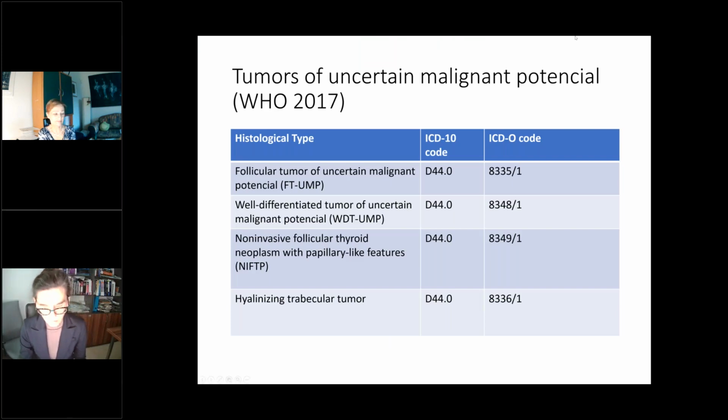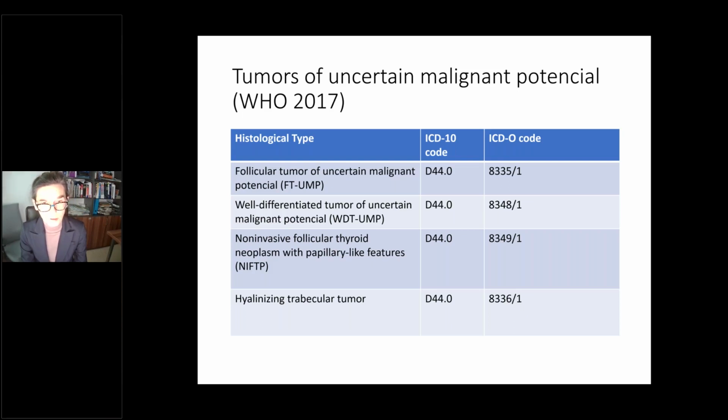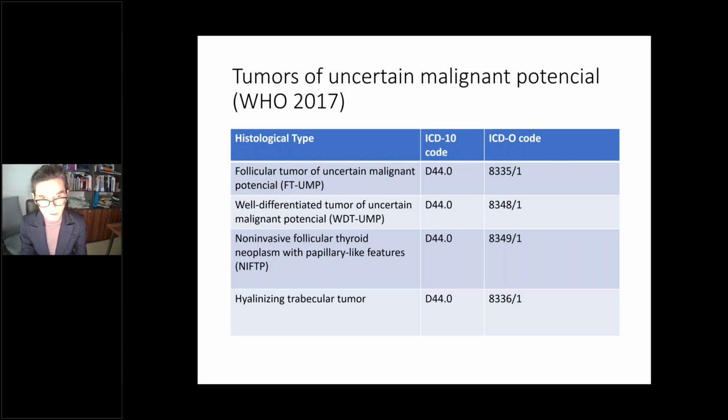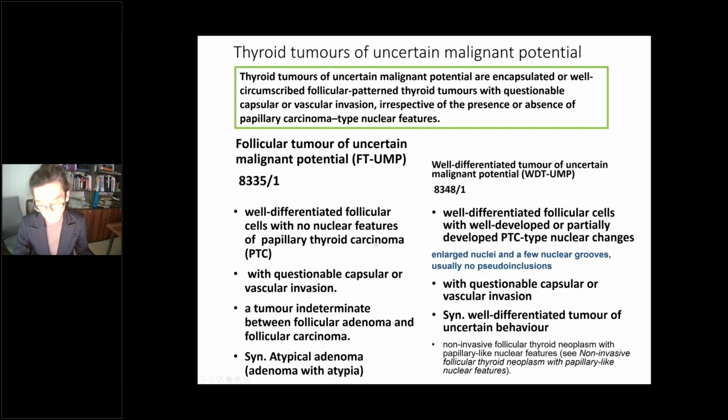In the current WHO thyroid tumors classification, we have 4 entities defined as tumors of uncertain malignant potential: follicular tumor of uncertain malignant potential, well-differentiated tumor of uncertain malignant potential, non-invasive follicular thyroid neoplasm with papillary-like nuclear features, and hyalinizing trabecular tumor. In my presentation, I will concentrate on 3 entities because they are the most challenging in thyroid pathology now.